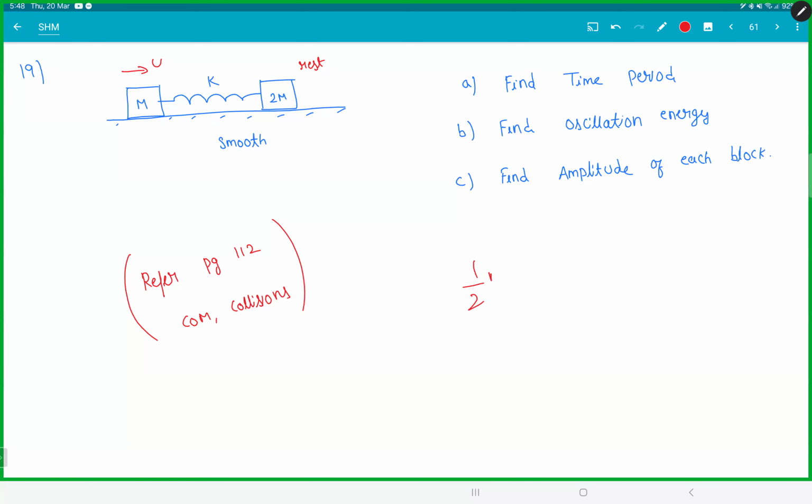You can't write like this, right? Half mu square is equal to half kx square. This will never happen, because there is some part of the kinetic energy which is always left over. That is, the remaining energy is going into oscillation energy, isn't it? Is that argument making sense?